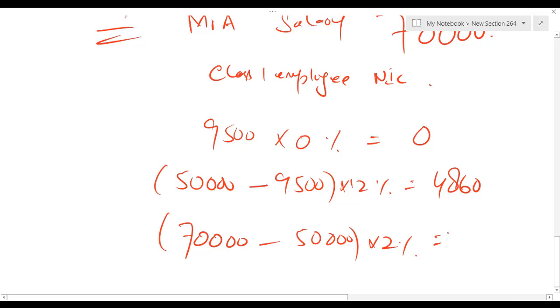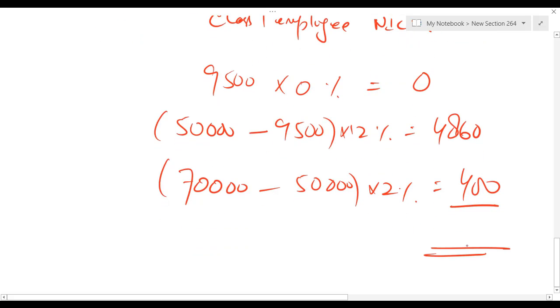So 20,000, then 2%, it is 400. So class 1 employee NIC is 5260. This is class 1 employee NIC. It's very easy to calculate.